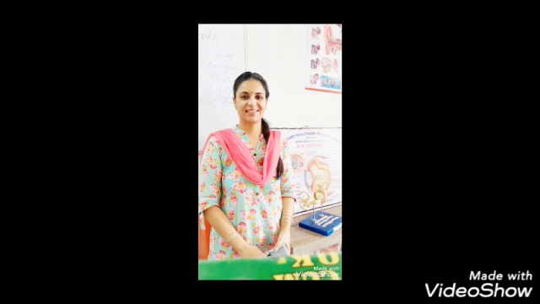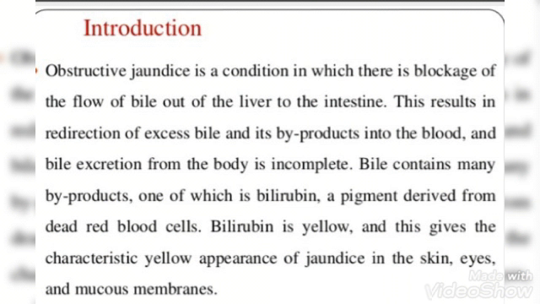Today's topic of discussion is obstructive jaundice. It is a condition in which there is blockage of the flow of bile out of the liver into the intestine. This results in redirection of excess bile and its byproducts into the blood, and bile excretion from the body is incomplete. Bile contains many byproducts, one of which is bilirubin, a pigment derived from dead red blood cells. Bilirubin is yellow and this gives the characteristic yellow appearance of jaundice in the skin, eyes and mucous membrane.